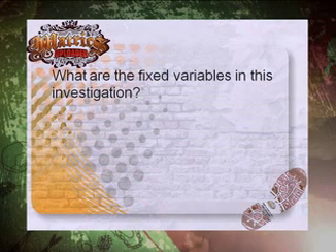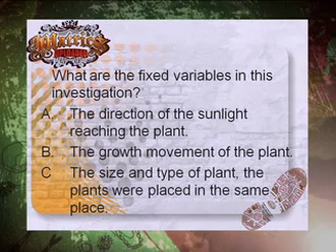Now, what are the fixed variables in this investigation? Is it A, the direction of the sunlight reaching the plant, B, the growth movement of the plant, or C, the size and type of plant? Now, the plants again were placed in the same place. The size and the type of plant, and that the plants were placed in the same place, are the fixed variables.